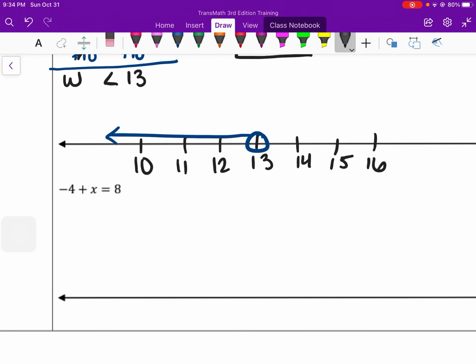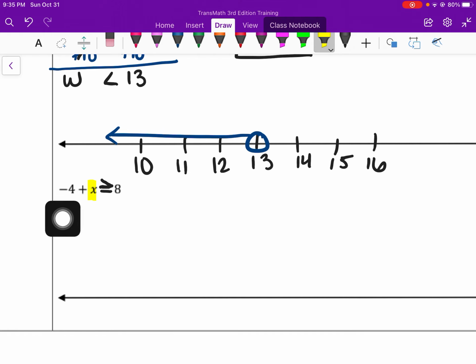Looks like I accidentally made this one into an equation, so I'm going to make it into an inequality. I'm just going to make this a greater than or equal to 8. It's supposed to be an inequality. In this one, I want to get x by itself, which means I need to somehow get rid of the -4 on this side. It says -4 plus x is greater than or equal to 8.